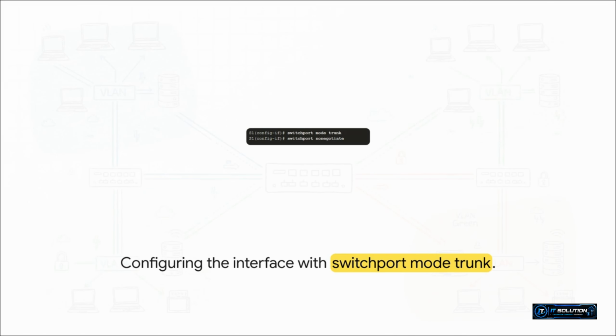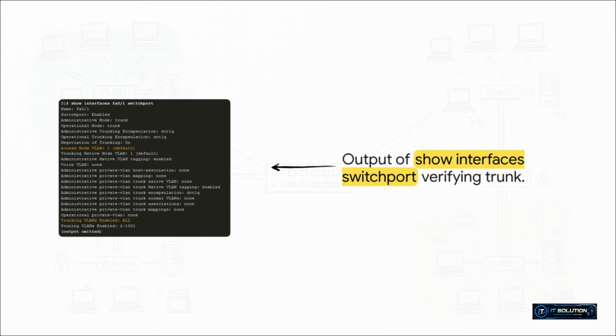To build that trunking hallway, we have to jump into interface configuration mode. By using the command switchport mode trunk, we are forcefully telling that link to carry all our active VLAN traffic. We're overriding the default behavior, essentially telling the port, hey, you're no longer just a single-lane road for one device, you are now a multi-lane highway for switch-to-switch communication. We're also throwing in switchport nonegotiate, which turns off Dynamic Trunking Protocol just to lock the interface down securely.